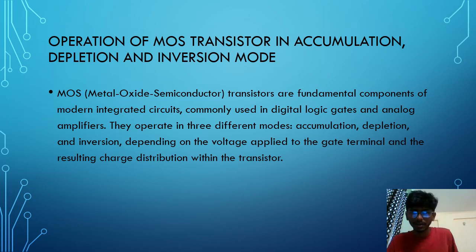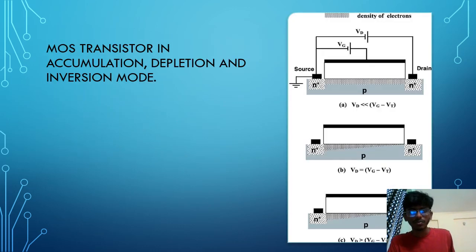Metal oxide semiconductor transistors are fundamental components of modern integrated circuits, commonly used in digital logic gates and analog amplifiers. They operate in three different modes: accumulation, depletion, and inversion, depending on the voltage applied to the gate terminal and the resulting charge distribution within the transistor. The pictures of MOS transistors in accumulation, depletion, and inversion mode are given in the slide.